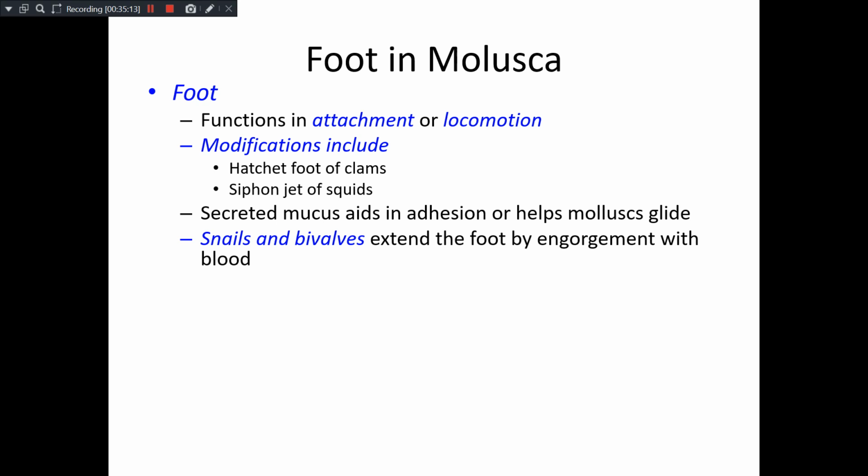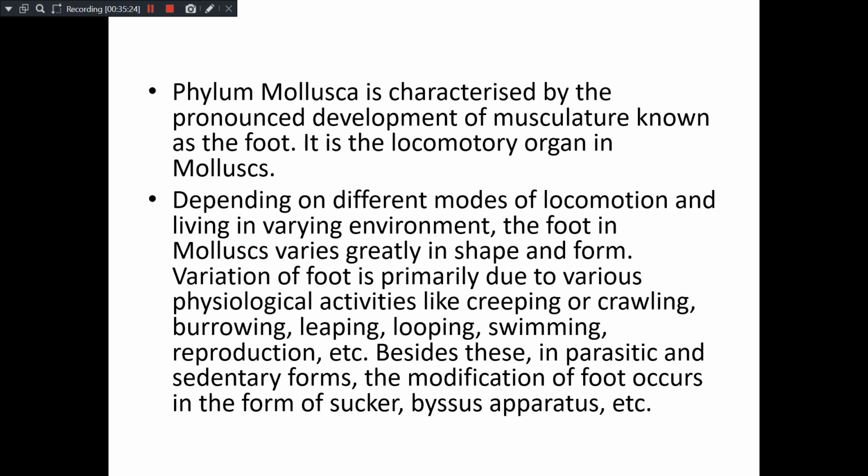Snails and bivalves can extend the foot out of the shell by engorgement with blood. The blood flows and it extends. In fact, the entire phylum Mollusca is characterized by the pronounced development of musculature in the foot, which is the primary locomotor organ. But the mode of locomotion is not the same in all the molluscans.